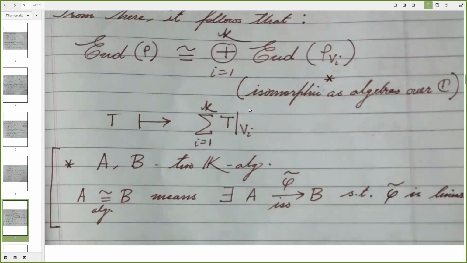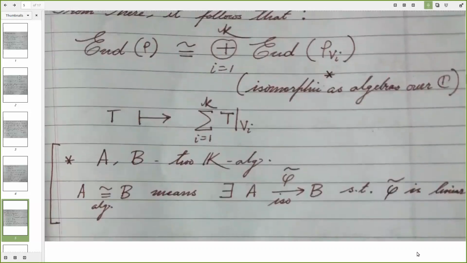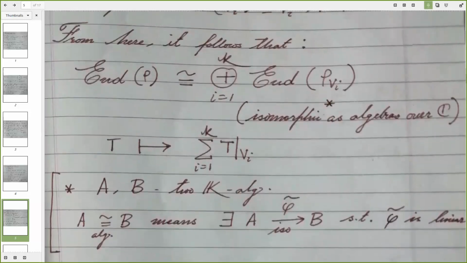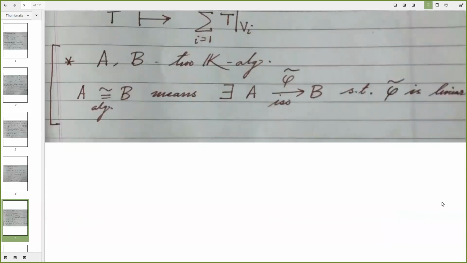So this establishes an isomorphism between algebras over C. Okay, let's go ahead. So thus we have this decomposition, the first step towards decomposing the endomorphism algebra of a representation rho.